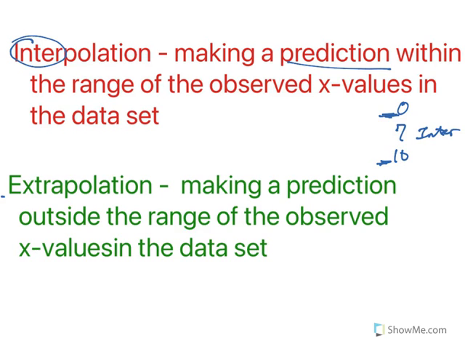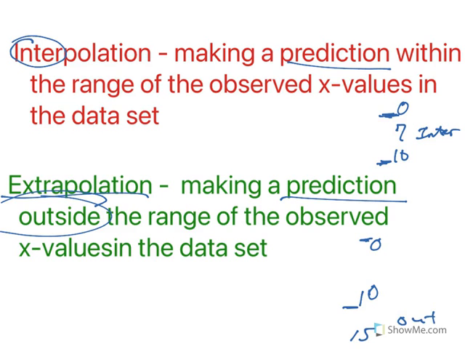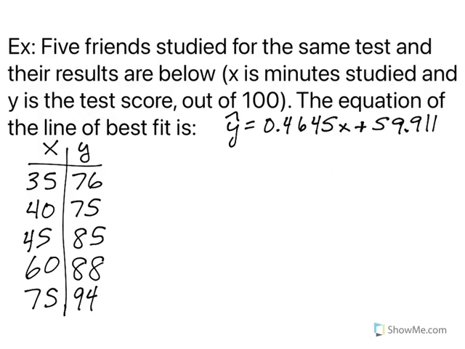Inside. Extrapolation means we're extrapolating. You've probably heard that word, making a prediction outside the range of values. So if I have 0 to 10 as my X values, and we want to estimate or predict for 15, it is outside, right? It's extra, outside. So the extrapolation is outside the range. Don't really know which one is better or worse, depends on the data set.